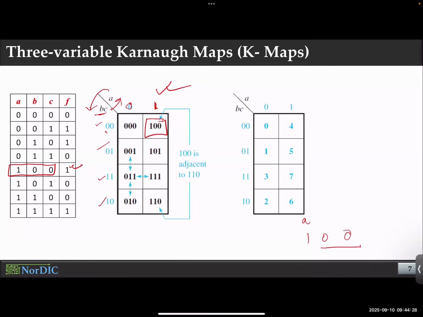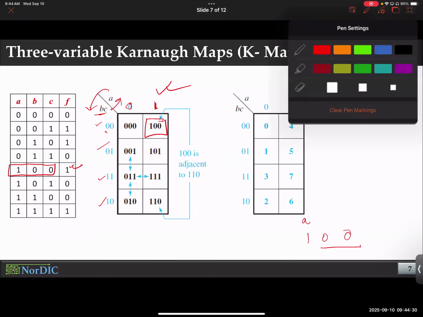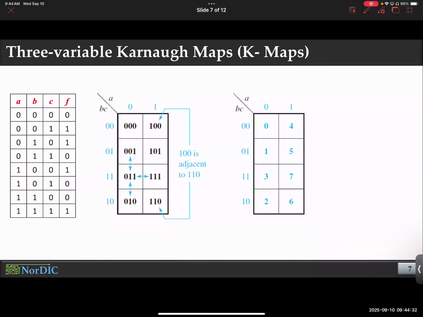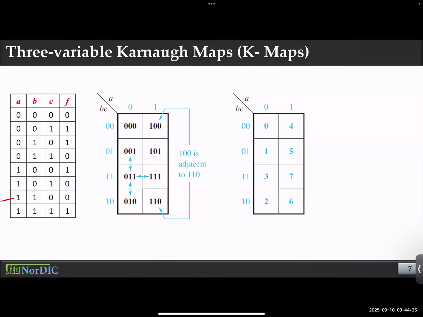Does that make sense? It's okay. We will go slow. We will make sure we are all together. So let's take another example here. Let's take this one, 1, 1, 0. Let's do it quickly this time. What is A? 1. So I should look for this column. What is BC? 1, 0. Where is 1, 0? This is 1, 0. So this is the square that I should look for, 1, 1, 0.